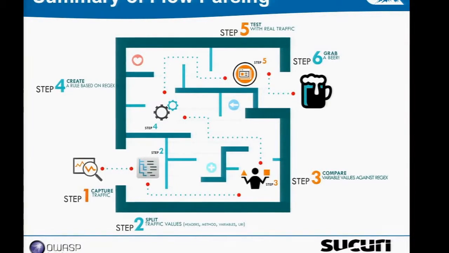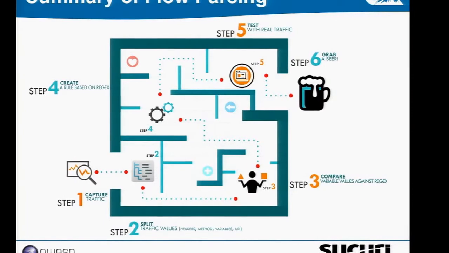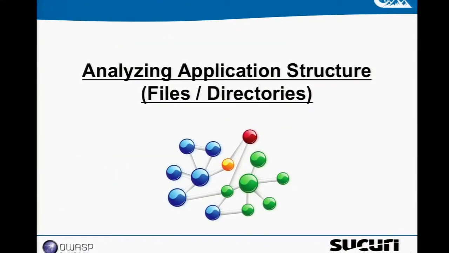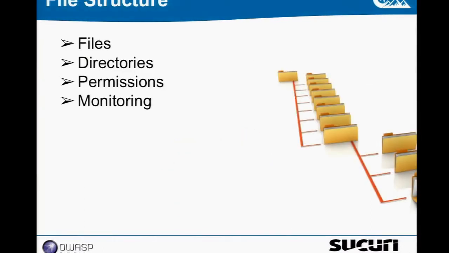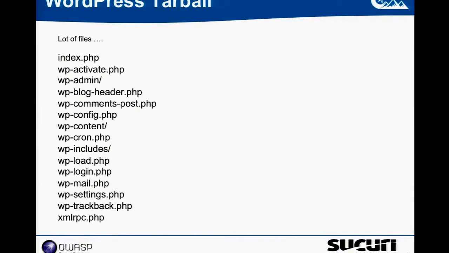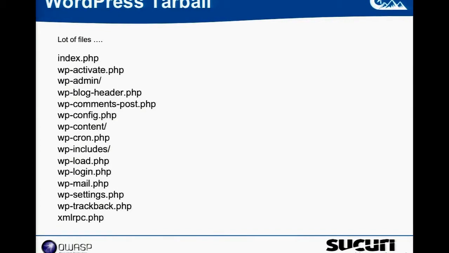So that's the first step, analyzing traffic. The second step, we need to analyze the file directories and structure. And so we have file directories, permissions, monitoring stuff. Like if you get a WordPress tarball, you have a lot of files. If you Google, some guys have written about the files and directories, that's really cool. But you need to focus. Like if you take care of all the files all the time, you go crazy.